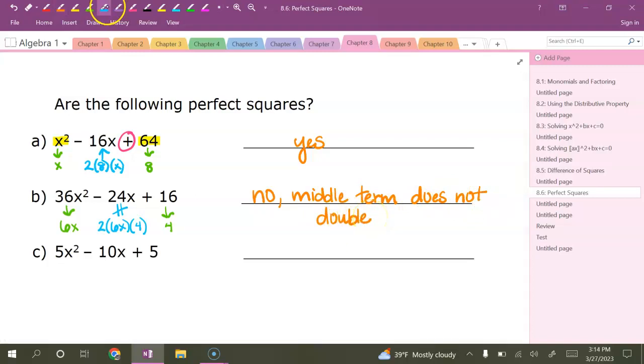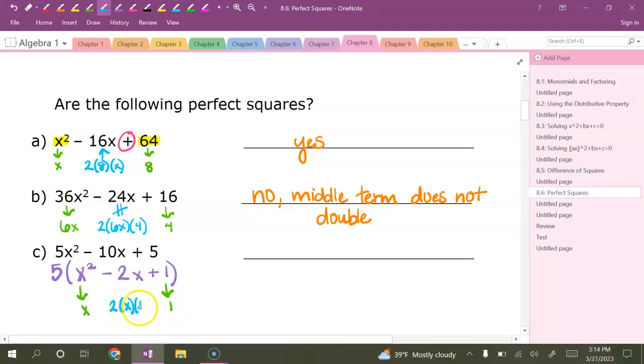Okay. For part C, if you look at this, originally some of you might have thought that it was a no because you didn't see the perfect squares. I will say though, if I were to take out a 5, it would say x squared minus 2x plus 1. And now if I look at my terms, this square roots to just x, this square roots to 1. And if I take 2 times x times 1, I do get 2x. So this one should have been a yes.